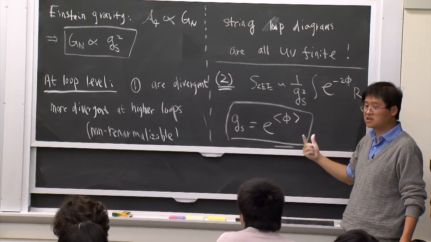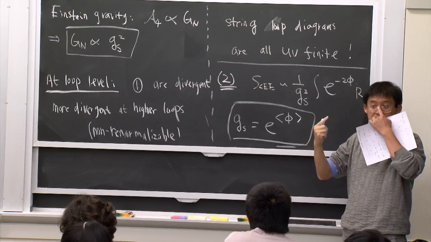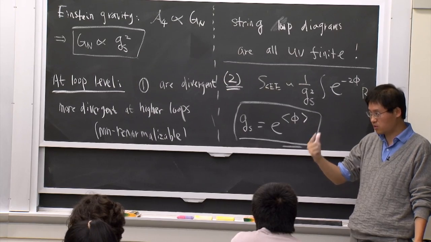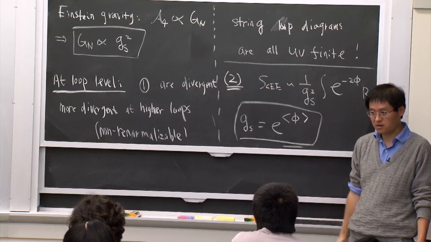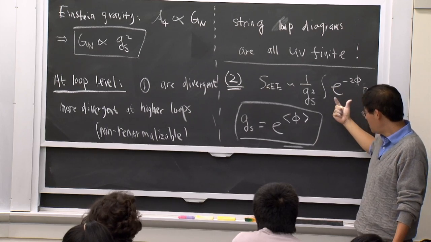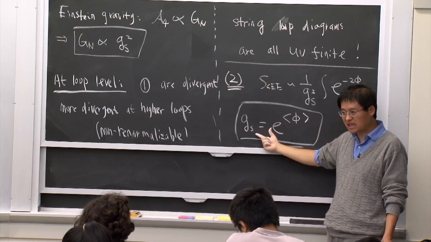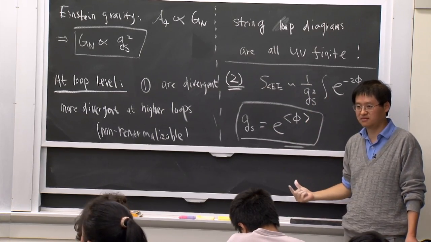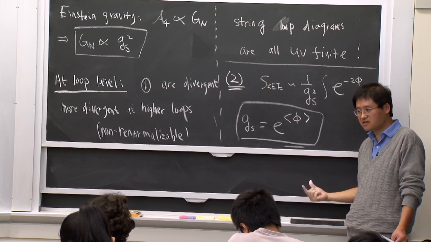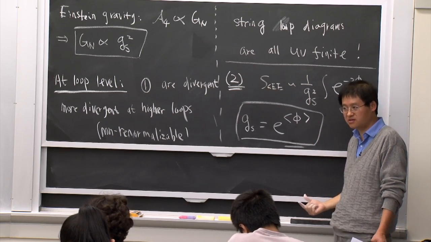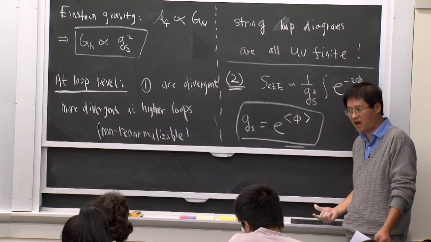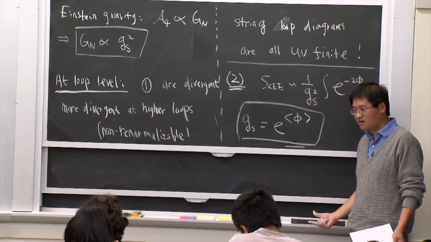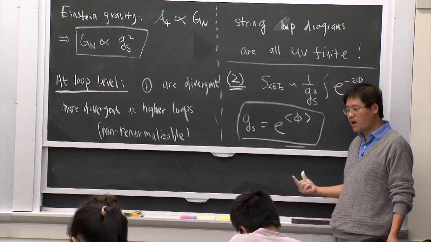Because remember, GS is essentially the only dimensionless parameter in string theory, which characterizes the strength of the string. And now we see this constant is not arbitrary. It's actually determined by some dynamic field. So that actually means that in string theory, there's no free dimensionless parameter. Everything, in some sense, is determined by dynamics. So this is a very remarkable feature.